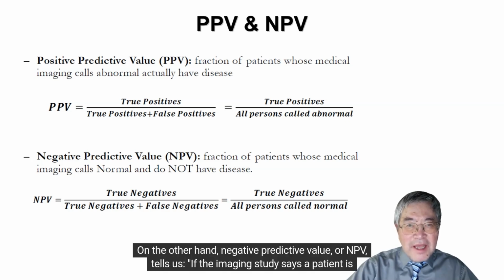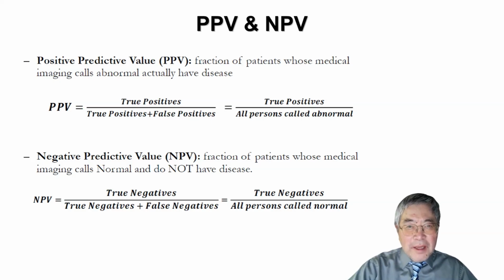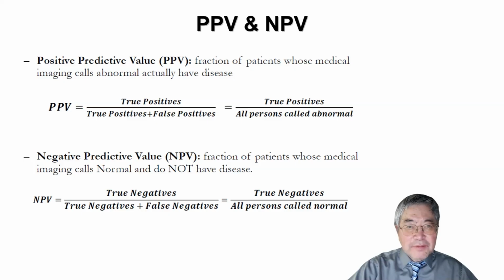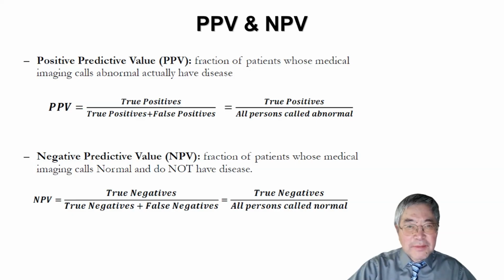On the other hand, negative predictive value, or NPV, tells us if the imaging study says a patient is normal, how likely is it that they really are disease-free? The formula is NPV equals true negatives over true negatives plus false negatives. So among all the patients labeled as normal, NPV is the fraction who truly have no disease.